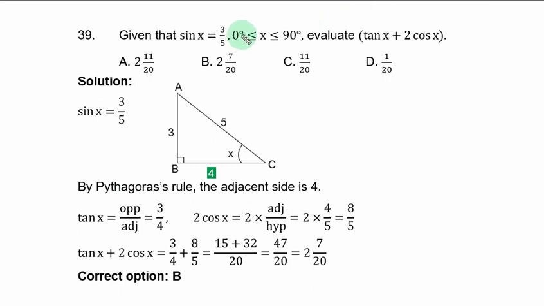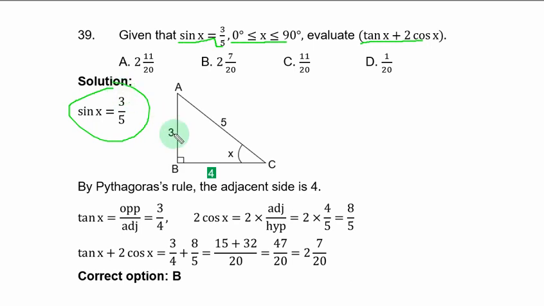Question 39. Given that sin S is equal to 3 over 5, 0 degrees less than or equal to S less than or equal to 90 degrees, evaluate tan S plus 2 cos S. In order to evaluate tan S, the adjacent is needed. So you use the information about sin S. Even for cos S, you also need the adjacent. So sin S is 3 over 5. That is opposite over hypotenuse.